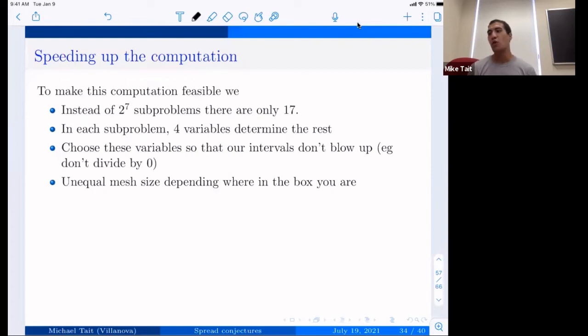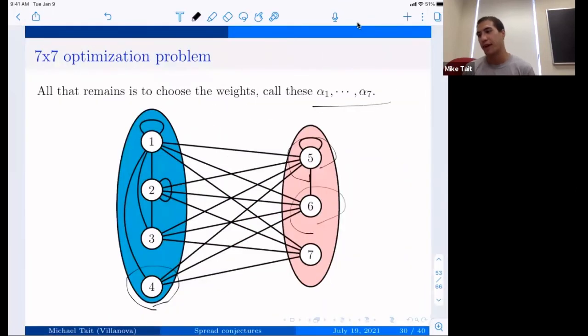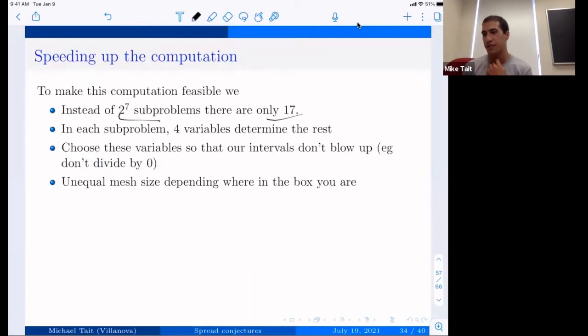And so there are a few ways that we sped this up. The first of them is that there are not actually 2 to the 7 subproblems. There's only a small number, because some choices of these alpha i's are the same, right? If just alpha 1 is positive, that's the same as if just alpha 5 is positive. They're isomorphic graphs. So you can reduce the number of subproblems. Because of all the constraints, there are not actually 7 variables. There are only 4 variables. And then you can choose these variables so that the interval arithmetic doesn't hurt you too bad. Like you don't want to divide by 0 and stuff like that. But then the main thing that I want to say is that we use an unequal mesh size.